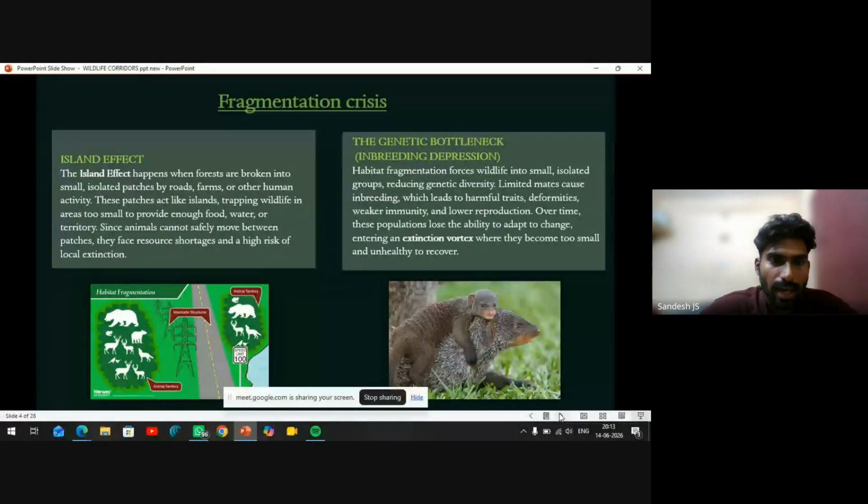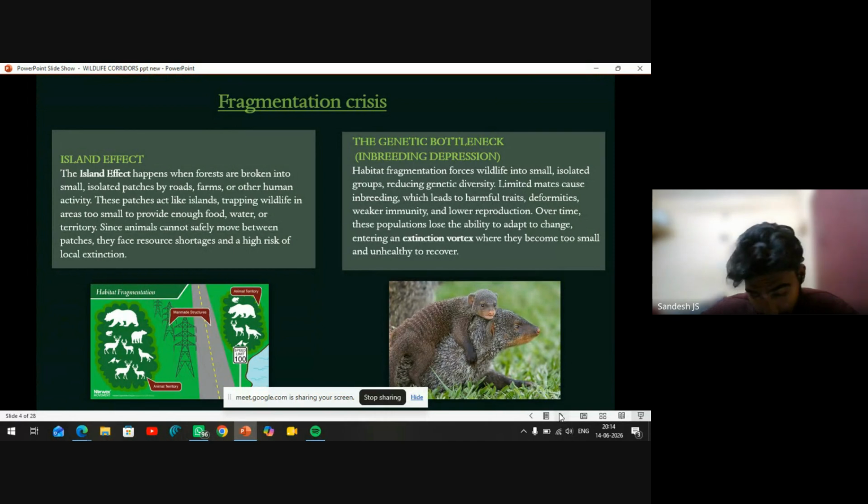So coming to the island effect, the island effect happens when forests are broken down into small isolated patches by a road or other human activity. These patches act like islands. So you know islands are surrounded by water only. Like that, the wildlife is trapped in that area. The habitat is too small to provide enough food. So if someone is trapped, they must have limited resources, water, etc. And since animals cannot safely move between these patches, they face resource shortage and high risk of local extinction.